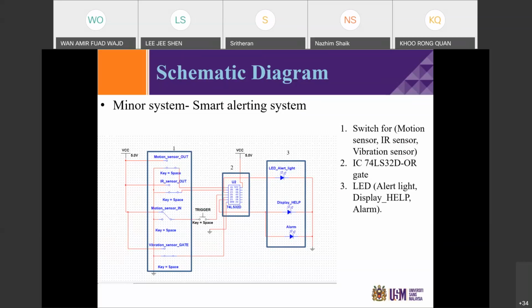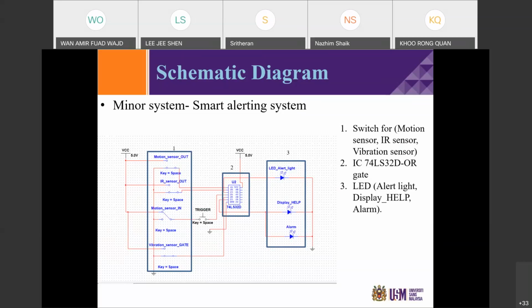Same goes for the vibration sensor. It will look something like this, and will be placed on all doors and windows in the house. So whenever vibration is detected on windows and doors, it will trigger the alarm, so the thief will escape from the house.